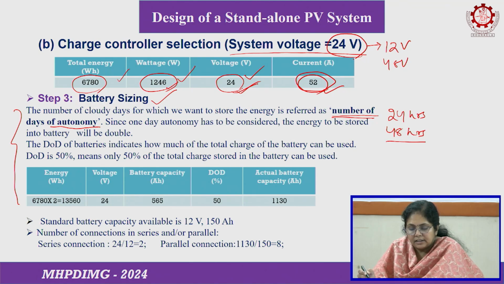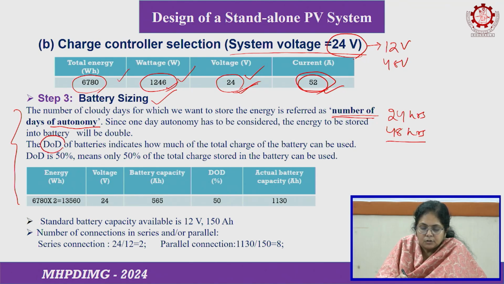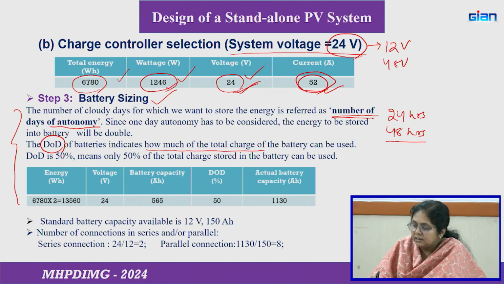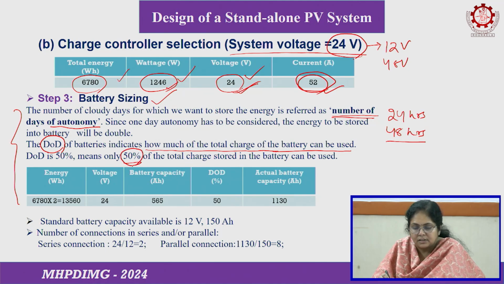And then coming to the depth of discharge, what do you mean by DOD of the battery? Depth of discharge indicates how much of the total charge of the battery can be used, meaning we cannot discharge the battery below 50%. Okay. The depth of discharge of the battery may be given, but that is a standard. When you are doing this design problem, you can assume a DOD of 50%.